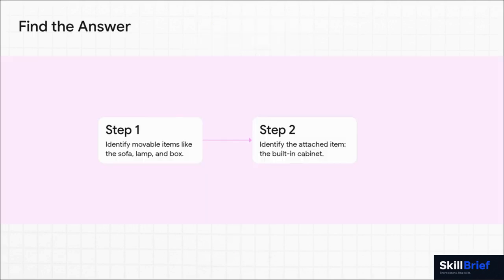Okay, let's systematically break down the logic here to find our answer. Step 1 is to identify the movable items. The sofa, the freestanding lamp, and the moving box. Those are all clearly movable. You can easily pack them up and take them to a new house. Step 2 is to identify the attached item. Well, that leaves us with the built-in kitchen cabinet. Therefore, C is absolutely the correct answer. The built-in cabinet is usually attached to the property and is commonly considered part of the real estate, which proves conclusively that the other items completely fail the movability test.